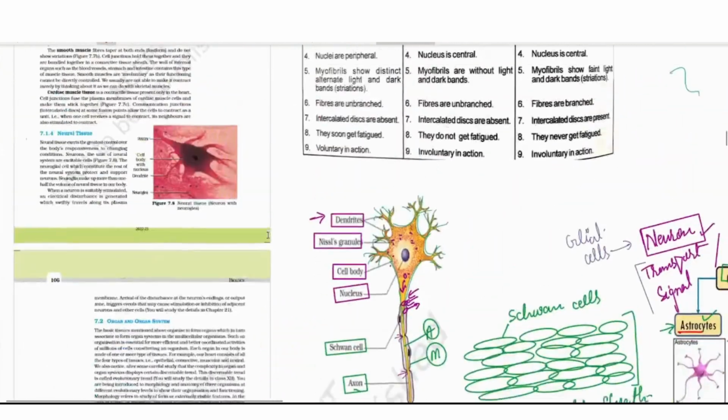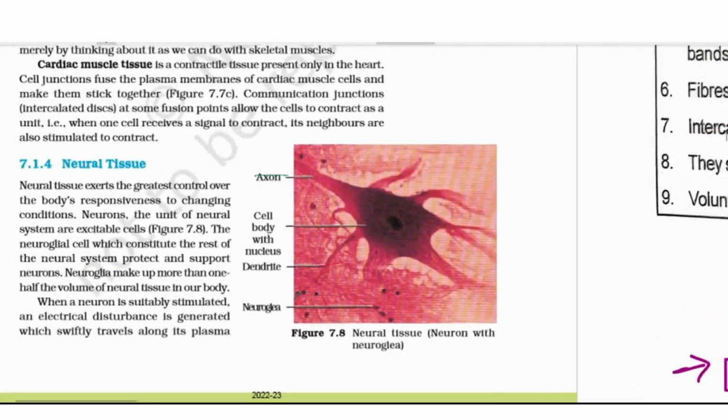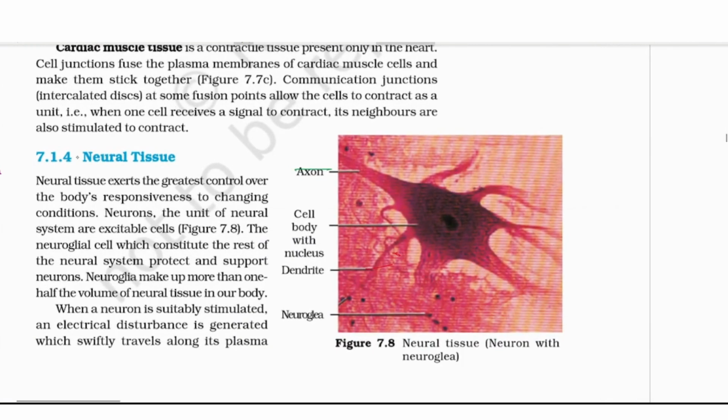Now let's see with the help of the NCERT what our NCERT says about the neural tissues. In this one we have seen that neural tissues exert the greatest control over the body's responsiveness to changing conditions. Neurons are the units of the system that are excitable. Excitable cells means an action potential is going on. The action potential starts because of excitability, and the excitability is because of the stimulus. So the stimulus will come and give excitation to the cells.